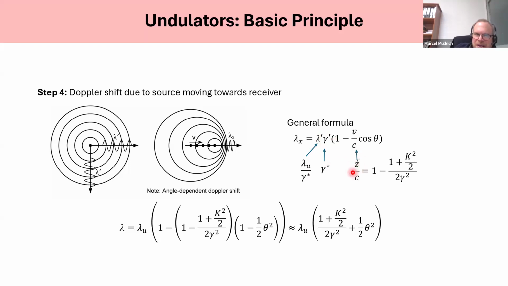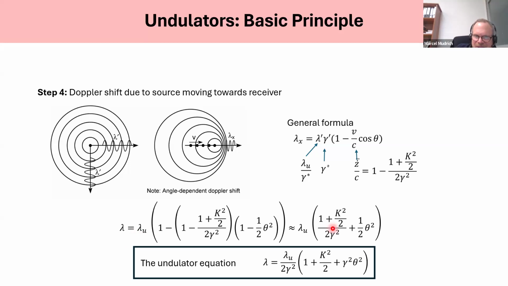And if we plug this all in now, we get quite a lengthy formula for the wavelength that is eventually measured in the lab frame, after these two Lorentz transformations. That can be written in this way, and maybe to cut it short and finally arrive at the main formula here. So this is the undulator equation.